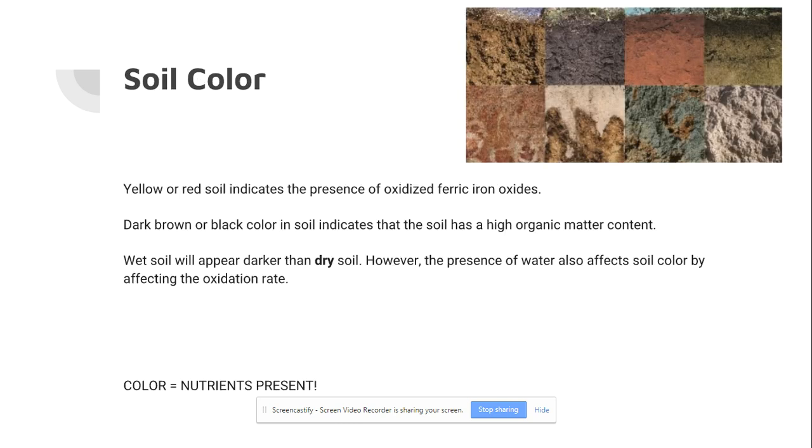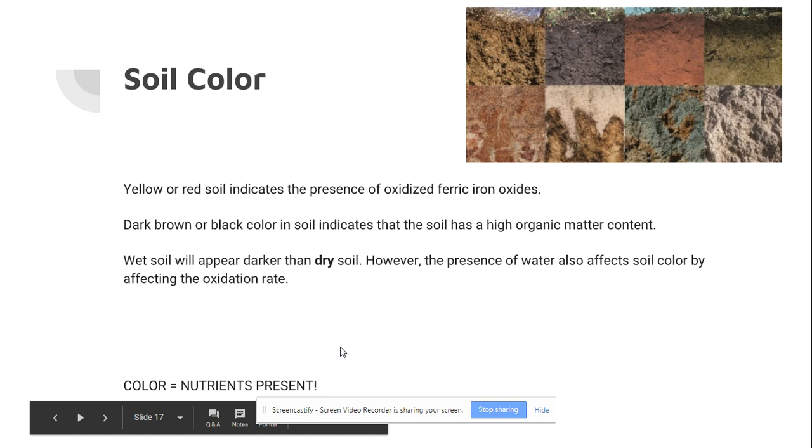So soil color, what does it mean? Yellow or red means that there's iron in that soil. So like here and here. Dark brown or black indicates the soil has a high organic matter content. That's good. That means the soil is nice and fertile. So like here and here.